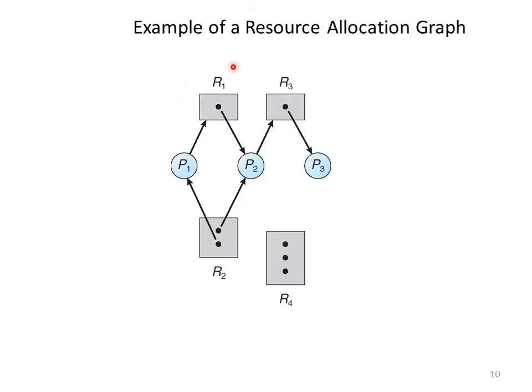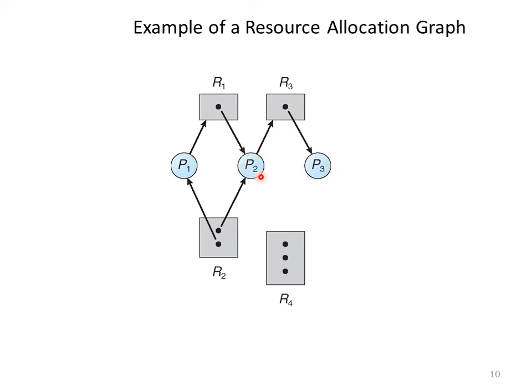So now we see an example of a resource allocation graph here. It consists of three processes, P1, P2, P3, four resources R1, R2, R3, R4. For process P1, if it is requesting for the resource R1, this is a request edge, whereas one instance of R2 is assigned to P1, so this is an assignment edge. R1 is assigned to P2 and P2 is requesting for R3, whereas R3 is assigned to P3.